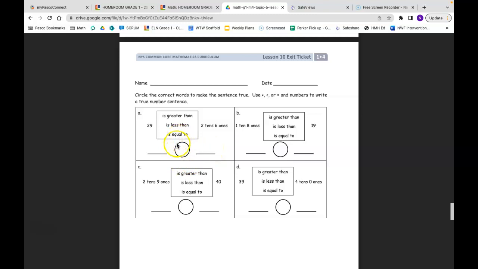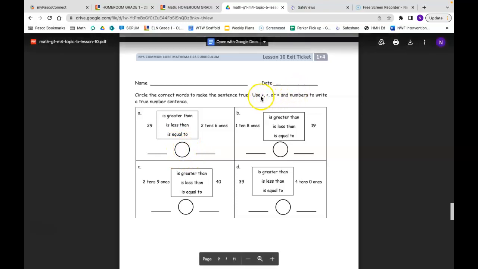Then in this circle, you're going to put the symbol that makes this true, okay? So you're going to think about that alligator or that shark mouth. 29 is over here, 26 is over here. Remember, that mouth always wants to eat that bigger number, so you need to put the correct symbol in here. Here are those symbols again up here, okay? But you need to fill in this circle.